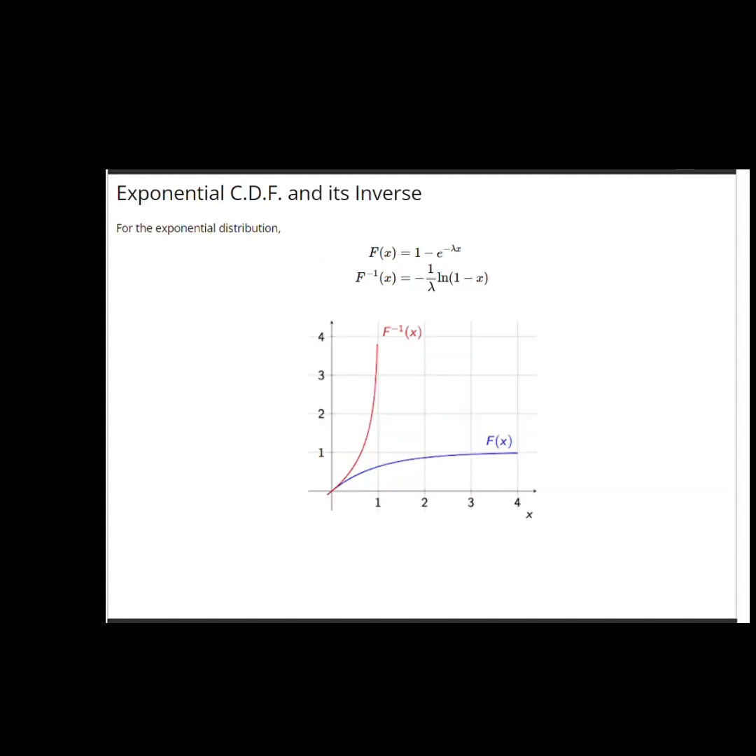The exponential CDF and its inverse, in fact, any function and its inverse, have very similar looking graphs. They're displayed here, f of x and f minus 1 of x. In what sense are they similar? Recall that the inverse function is the mirror image of the original function mirrored along the diagonal. You can see that from this graph.